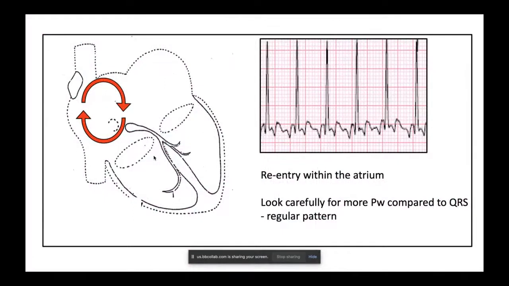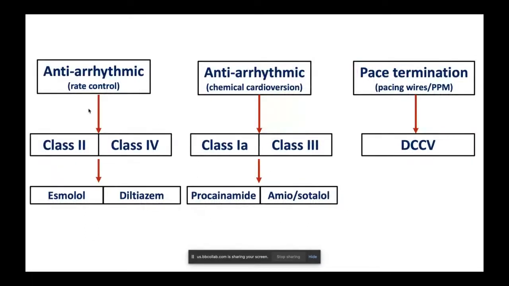But once you have made the diagnosis, you know what the mechanism is. And this has significant implications for treatment compared to the reentrant tachycardia we just looked at. So once you have a patient in atrial flutter, you have three options. You can either rate control, meaning control the ventricular rate, meaning control how fast those flutter waves are going down to the ventricle. You can try to cardiovert them chemically, meaning using a drug, or if the patient has pacing wires, you can try to pace terminate them. Remember, it's still a reentrant circuit. Or if the patient's unstable, you have to cardiovert.